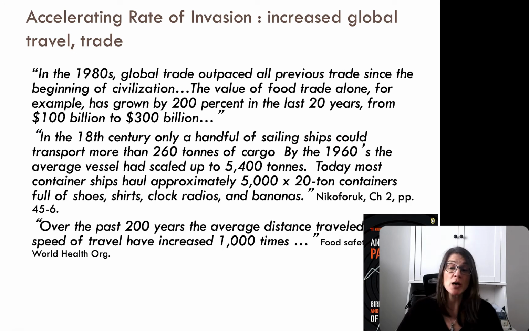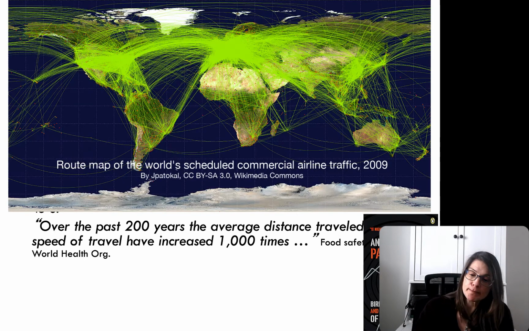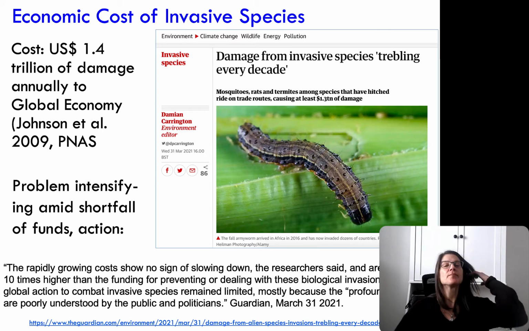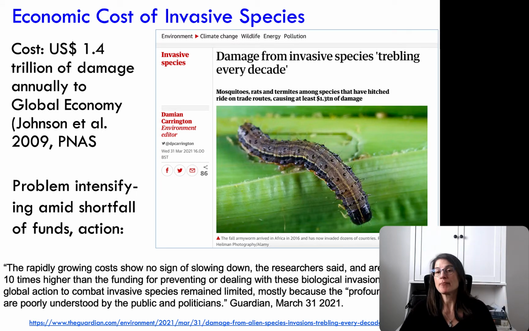He goes on to talk about the comparison to the 18th century, in which only a handful of sailing ships could transport more than several hundred tons of cargo. That increased in the 1960s to thousands of tons, and today 5,000 times 20-ton containers full of various goods that we require for our modern lifestyles. Over the past 200 years, the average distance traveled and the speed of travel have increased 1,000 times. So that gives you a sense of the kind of problem that we're dealing with when it comes to the risk of unintentionally introducing species.